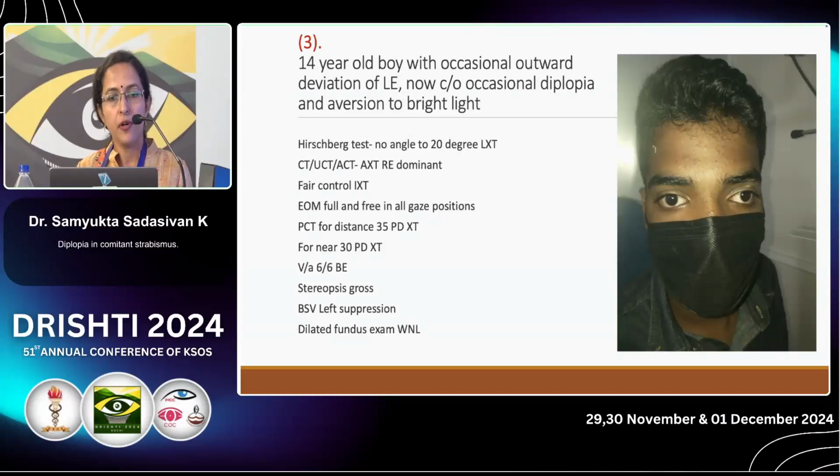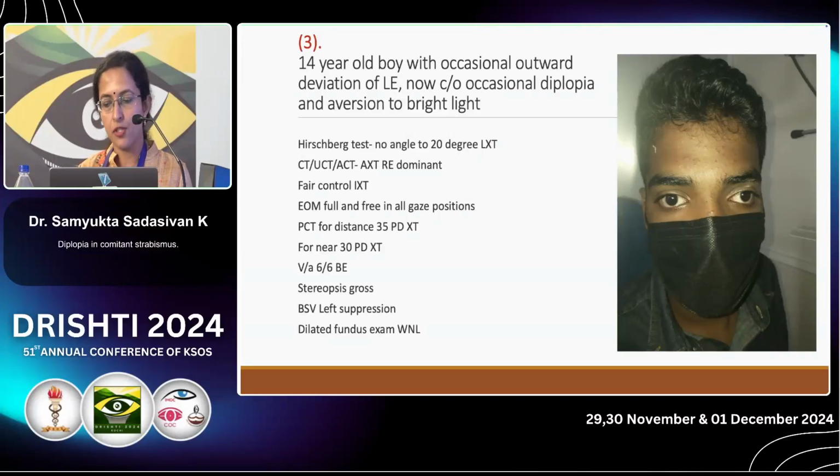A 14-year-old boy with occasional outward deviation of the left eye, history of occasional diplopia and aversion to bright light. His Hirschberg's test revealed 20 degree LXT. Cover test showed alternating exodeviation with right eye dominance. EOM full, PCT for distance 35 PD XT and for near 30. Visual acuity 6/6 both eyes. BSV showed left suppression at the time of examination.